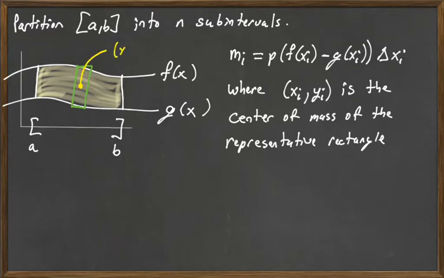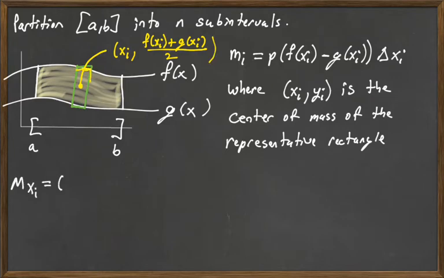So there is the center of mass, and the y sub i is f of x sub i plus g of x sub i all over 2. That's just the average of the top and the bottom, so that's going to give us right in the middle.